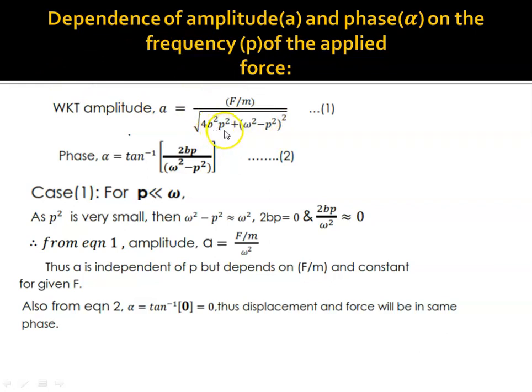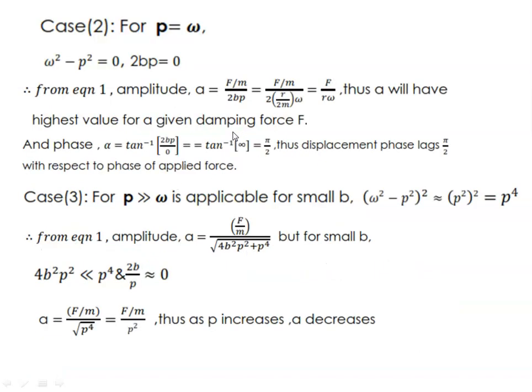So with 4 B square P square remaining, the applied frequency is equal to the natural frequency, so the second term will be 0. The applied frequency P is equal to omega. So you will get F by M by the square root of 4 B square omega square, that is, 2 B omega. That's what we are getting.